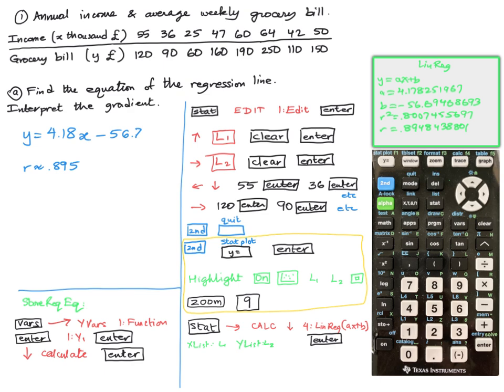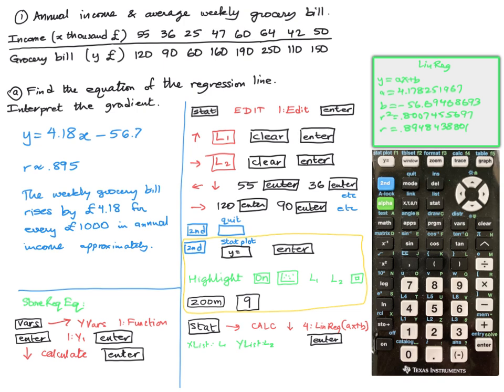So now the question is interpret the gradient. So the gradient here is 4.18. Now 4.18 is rise over run. So we're saying that the grocery bill is rising by about 4 pounds and 18 pence, 4.18 pounds for every run of X, or 1,000 pounds in income. So that is the interpretation of the gradient. This is what the gradient means.